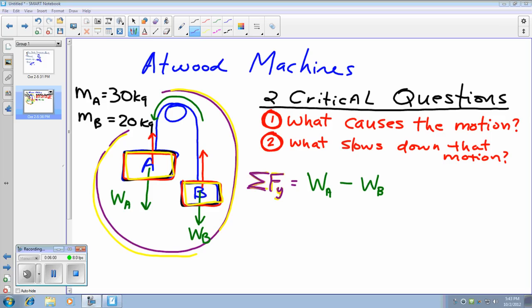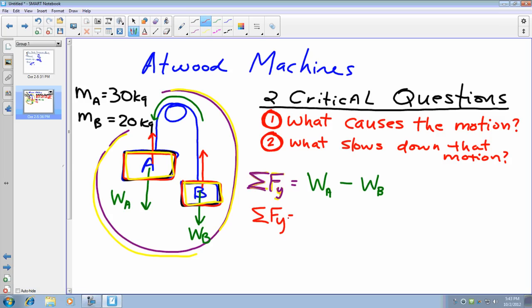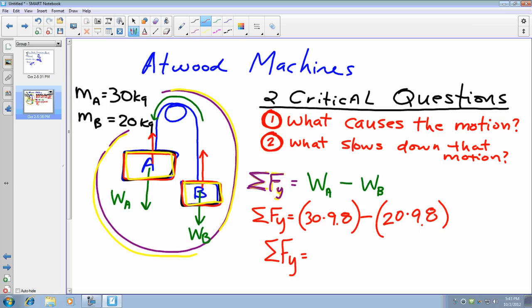So let's do a little math. Let's find the weight of object A and object B. So the sum of our forces in the y direction is going to be equal to, well, A is 30 kilograms, so 30 times 9.8 minus 20 times 9.8. Without having to do too much simplification, we're going to see that that is equal to 98 newtons.